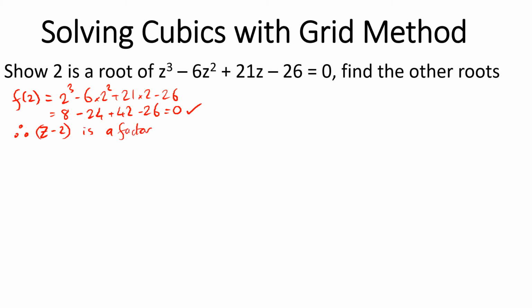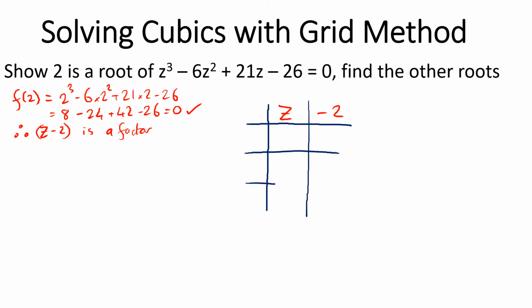So it says we've got to find the other 2 roots here. Because it's a cubic, there will be 2 other roots. So let's set up our grid again. Remember that you're going to put z and minus 2 across the top. And then we're probably going to have 3 things down the side. And what's our first thing? Our first thing is going to be the fact that we have z cubed as our leading power. And so that tells us this is going to be z squared.